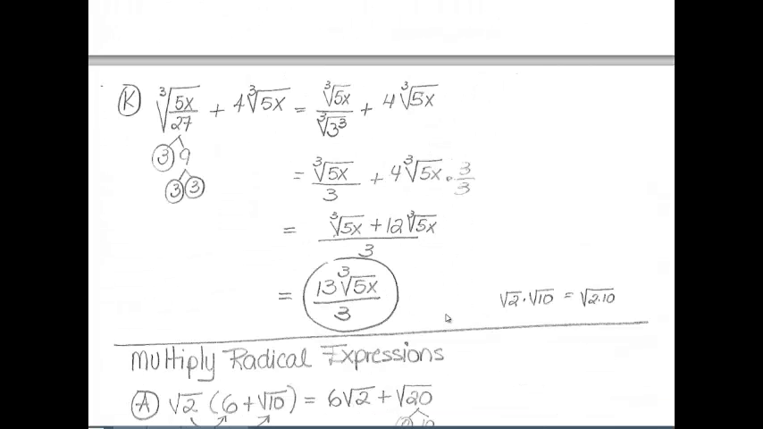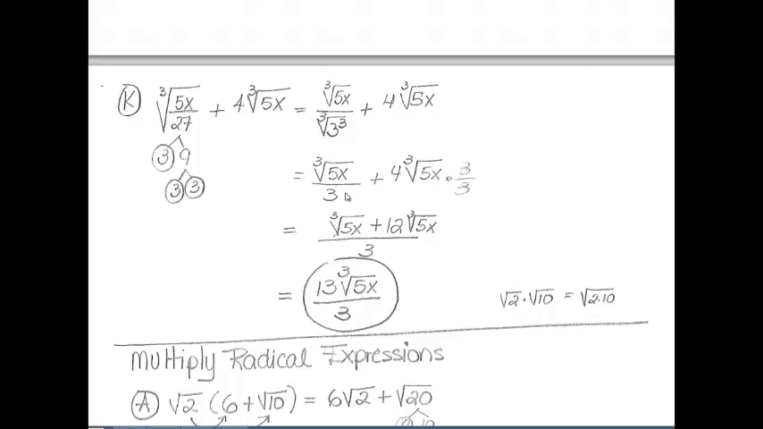Okay, here we go to letter K. We have a fraction and another number without a fraction. Well, first of all, try to do the prime factorization. This would be cube root of 5x over 27. I went ahead and split the radical, and I noticed that the 3 can come out. So this would be the cube root of 5x over 3. In the second one, there's nothing I can do right now, so I just copy.